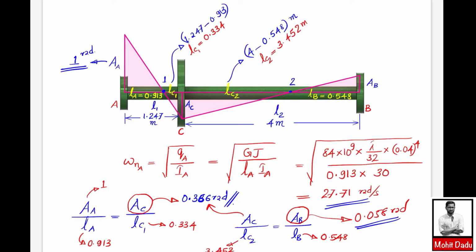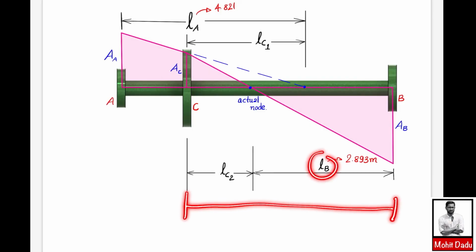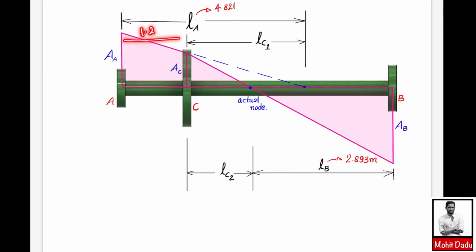Next, we will take the case when there is a single node, based on the other combination of LA and LB that you get after solving the quadratic equation. There was another pair where LA is 4.821 meter, and the corresponding LB value was 2.893 meter. Here LB is within the range of L2, which is 4 meters, so LB is less than L2. But L1 was only around 1.247 meter, and here LA is greater than that.